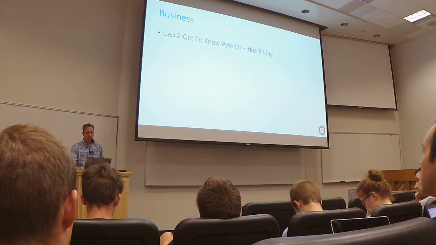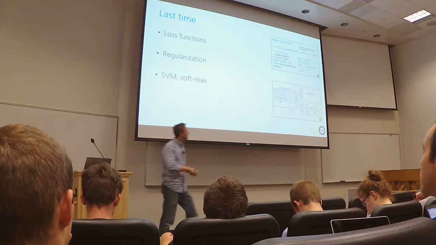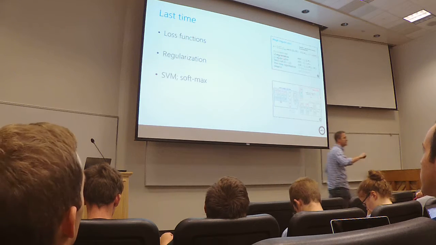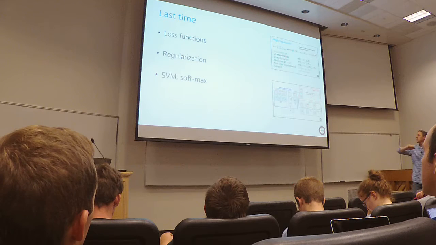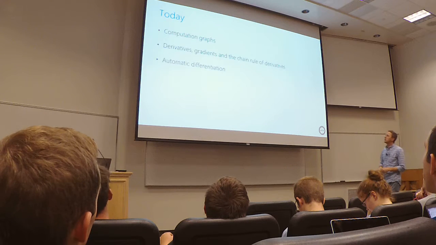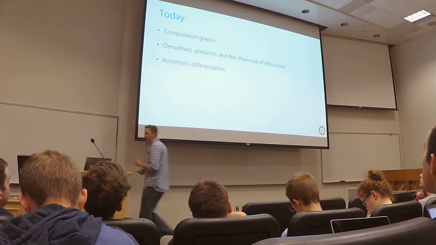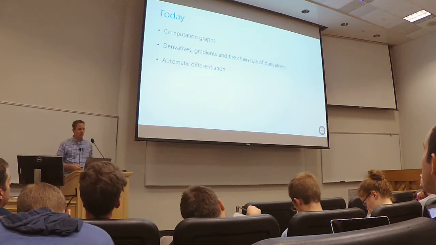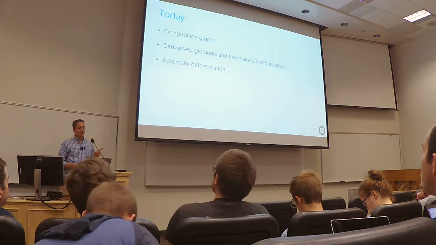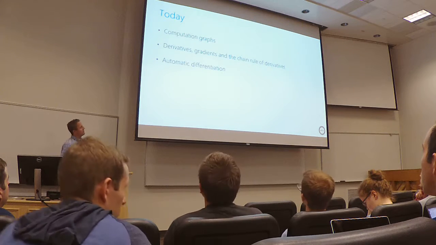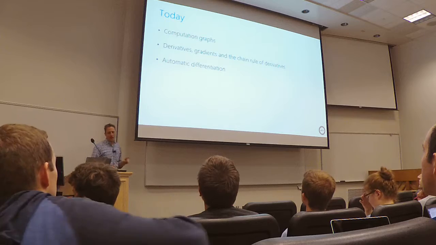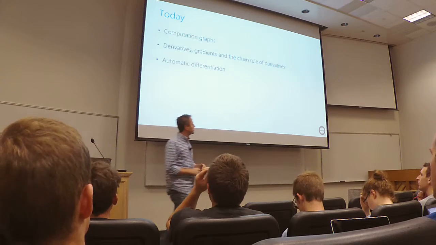Okay, great. So last time we talked about loss functions, we talked about regularization, we talked about softmax versus SVM loss. So today we are going to talk about computation graphs, and we're going to try to get to derivatives and gradients, and the chain rule of derivatives, and automatic differentiation. So that's a lot to cover in one lecture. I don't think we'll quite get there, but we'll see how much progress we can make.